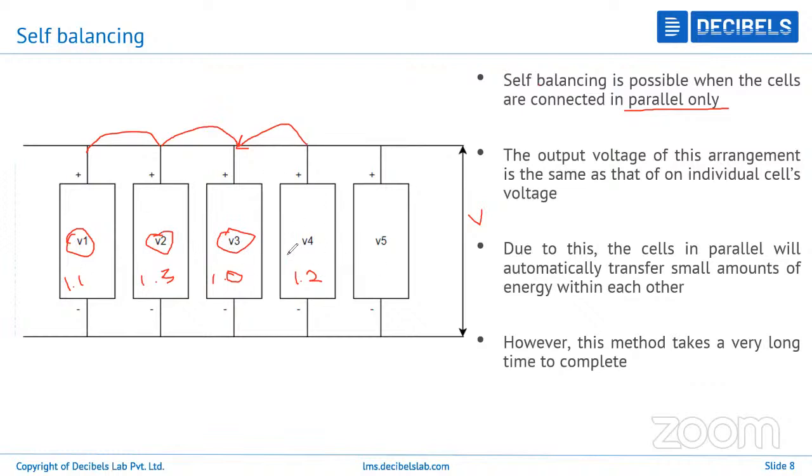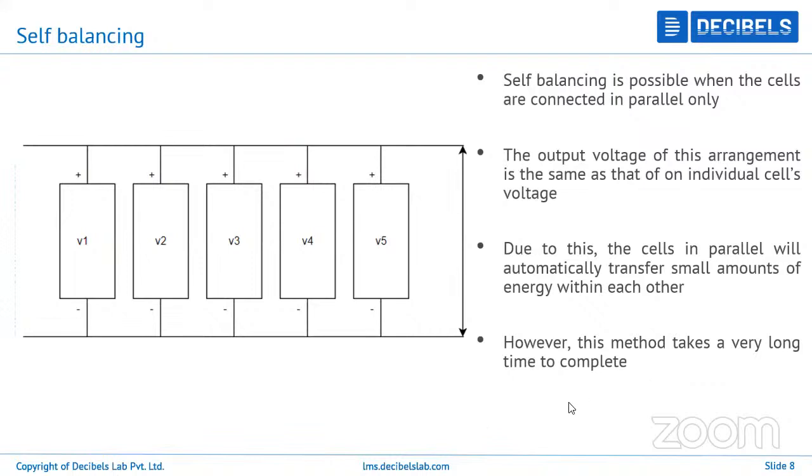All of these cells will eventually end up balancing each other, but this will happen after a very long time. It's a very slow process, and again it is only possible in a parallel arrangement, which is why this isn't a method that is preferred in real life. And also this will only happen if the voltage differences are very small.